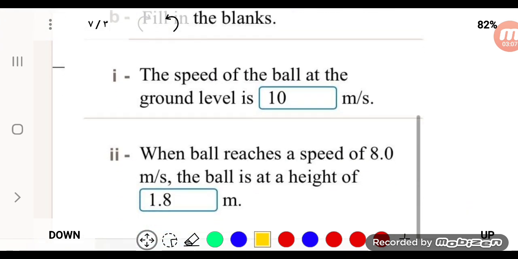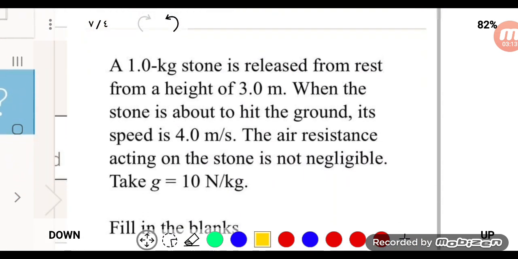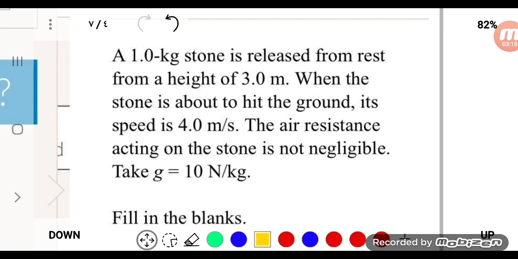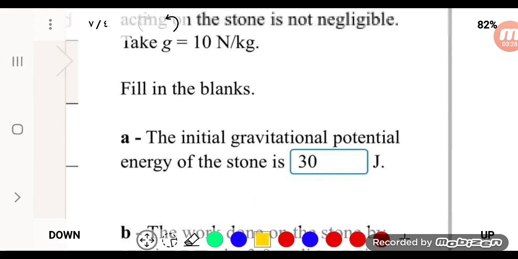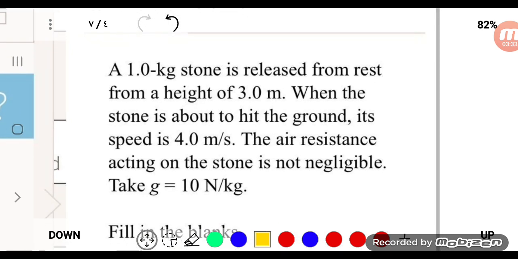The speed of the ball, this is another question here. A 1 kilogram stone is released from rest from a height of 3 meters. When the stone is about to hit the ground, its speed is 4 meters per second. The air resistance acting on the stone is not negligible. Fill in the blank. The initial gravitational potential energy of the stone, here we say mgh.